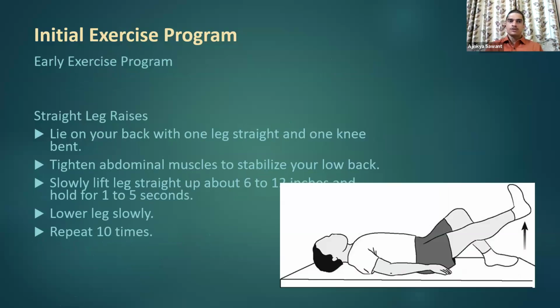Straight leg raises. Lie on your back with one leg straight. Tighten the abdominal muscles to stabilize your back. Slowly lift the leg straight up 6 to 12 inches. I say around 30 to 60 degrees. Hold for 1 to 5 seconds. Lower the leg slowly. Repeat 10 times.